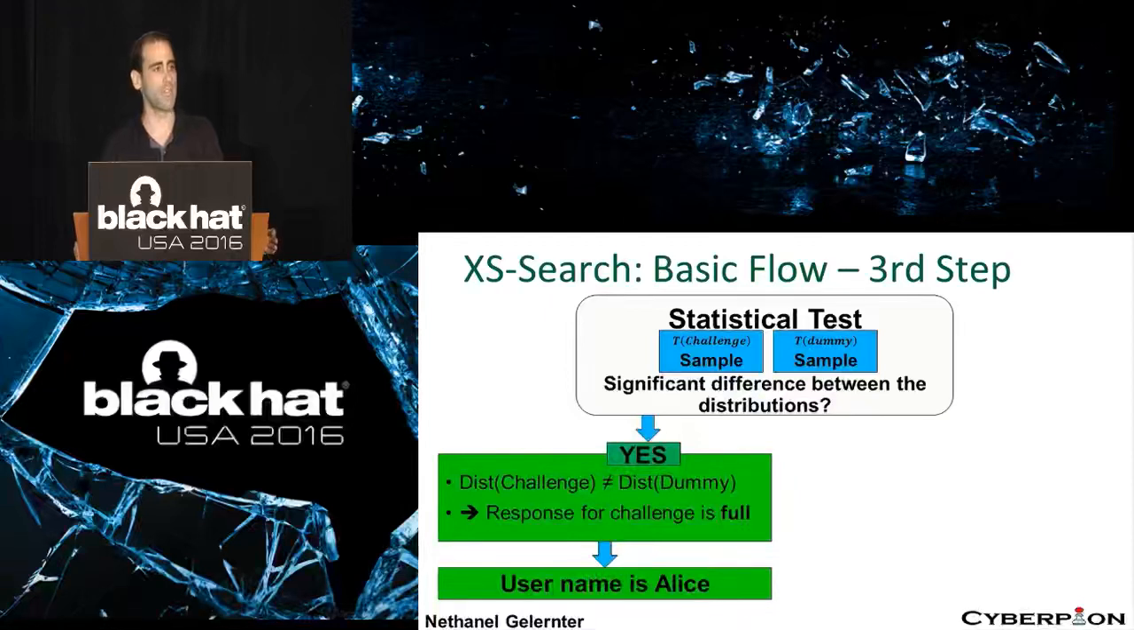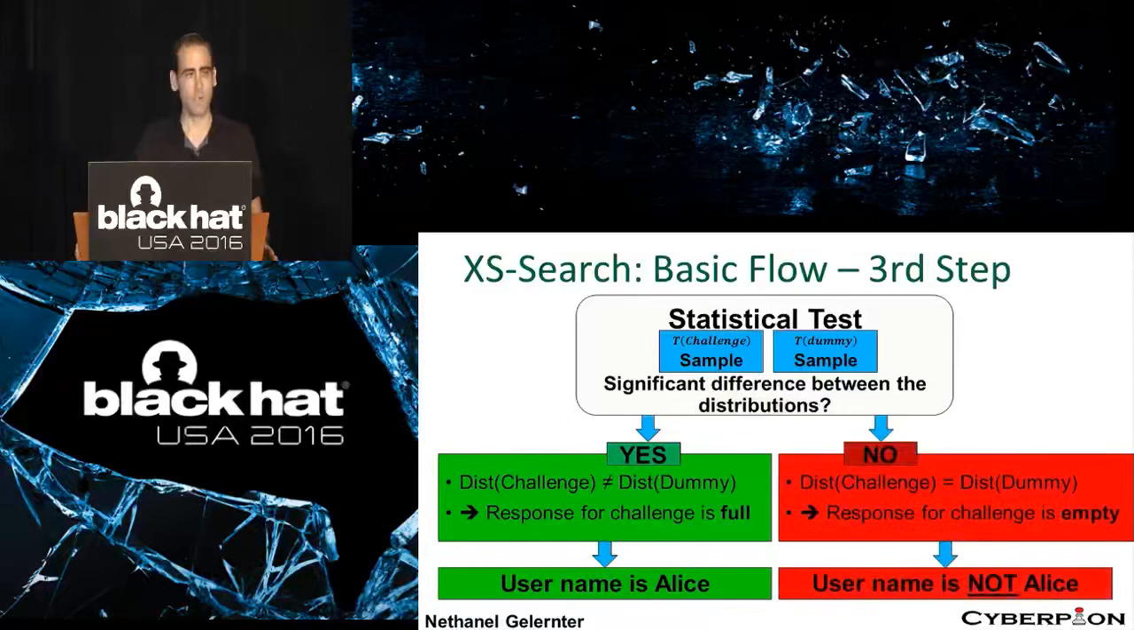If there is a significant difference in the distributions, the attacker concludes that just like the difference in the response time, there is also a difference in the content of the responses. And because the dummy search request is assumed to yield an empty response, the attacker concludes that the challenge search request yields a full response. And this means that Alice is the name of the victim. If there is no significant difference between the distributions, this means that just like the dummy search request, the challenge search request also yields an empty response.